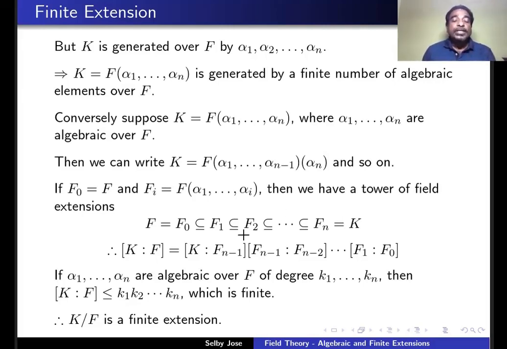So therefore the degree of the extension K over Fn-1 will be definitely less than or equal to the degree of the minimal polynomial of alpha n, which is equal to kn, and so on. F1 is the same as F of alpha 1. Therefore the degree of the extension F1 over F0 is exactly equal to k1. Therefore the degree of the extension K over F will be less than or equal to k1, k2, and so on to kn, which is finite. That means that K over F is a finite extension.